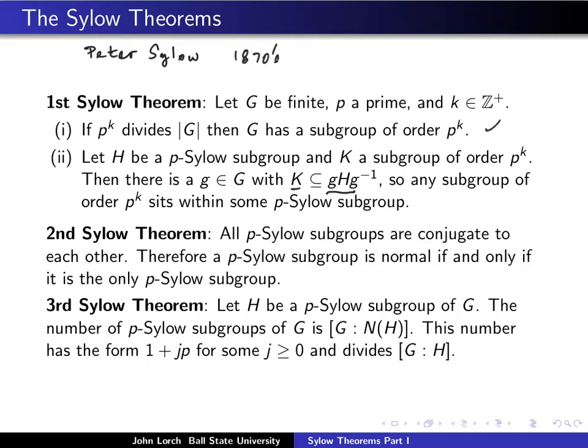And then we have the third Sylow theorem, which tells us something about how to count these P Sylow subgroups. It says that the number of P Sylow subgroups of G is the index of the normalizer of H in G. And we'll know that that number has the form 1 plus J times P, so it's always 1 more than some multiple of P. And it must divide evenly into the index of H in G.